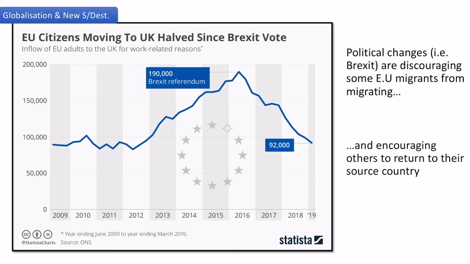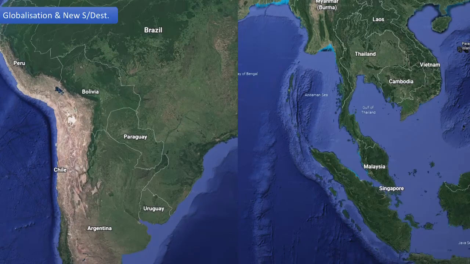But also, anybody that's already a migrant that's gone to that country might be encouraged to move on because they don't feel as welcome there. So we can see that there are lots of factors that can change the patterns that we might see in terms of migration.